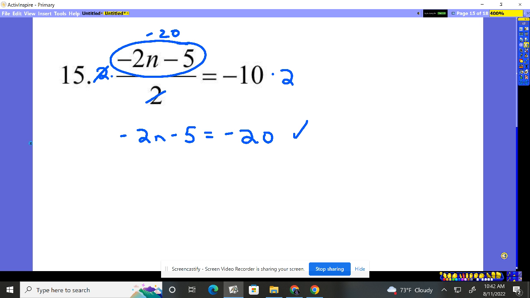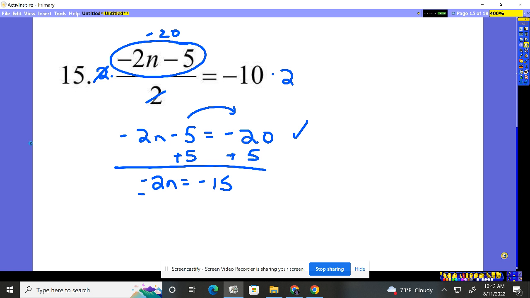So yes, the first step here, you're not going to move the minus 5 over. You're going to have to get rid of the whole thing being divided by 2 by multiplying by 2 to undo it. Now, move my number over to be with my number. The rest of this should be quite simple. Add 5, I get negative 2n equals negative 15. Right? Divide then by negative 2, divide by negative 2. N equals, a negative divided by negative is positive.